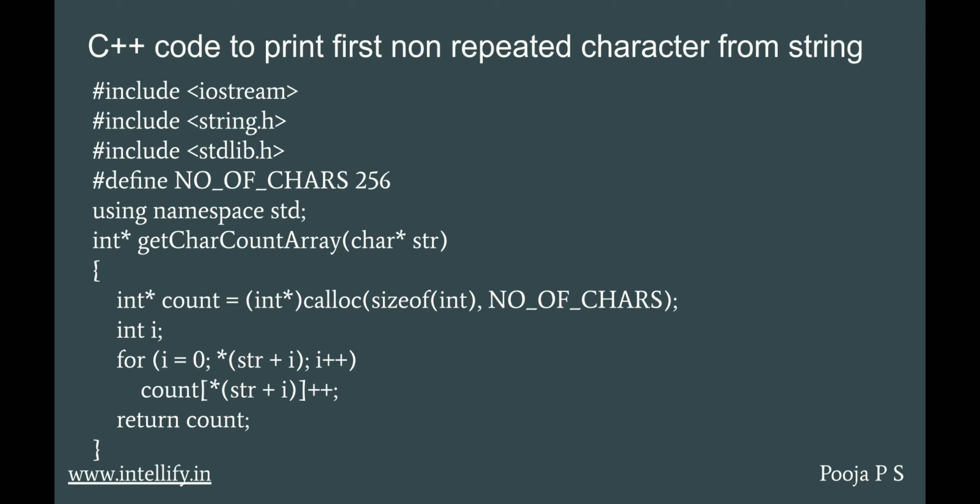And this is the C++ code that we are using to print the first non-repeated character from a string. Here we are defining the number of characters as 256. As I said earlier, in the ASCII system there are 256 characters. So we are defining 256 characters here, and we are creating a function called getCharCountArray, and this function returns an array of size 256 containing the count of the characters in the passed character array.